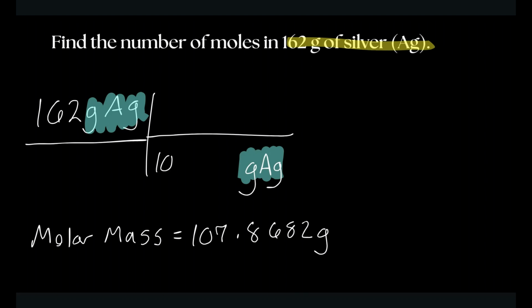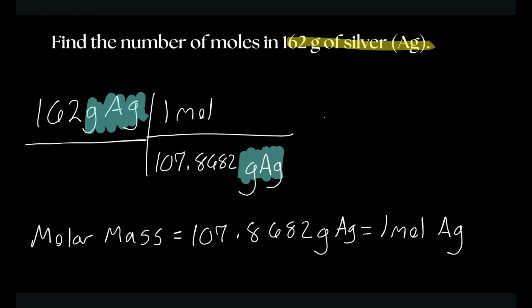So this is 107.8682. Now, our molar mass is equal to 1 mole of that substance. So this amount of our silver is equal to our 1 mole of our silver. And this 1 mole is going to go on top. And then we are able to solve. So we are going to get 162 divided by 107.8682 in order to get 1.50 moles of our silver.